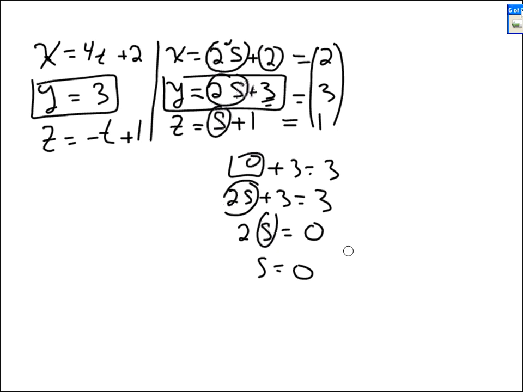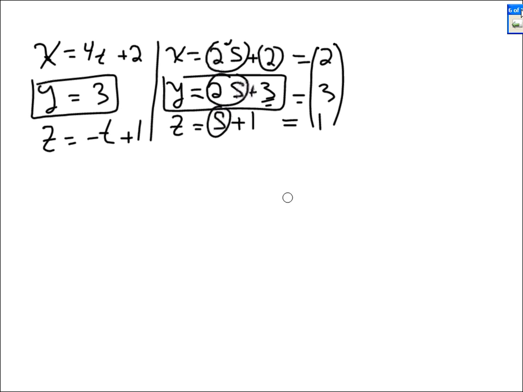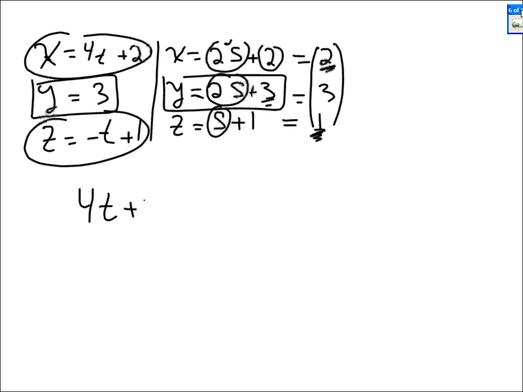Now we have to go over on the left side and see if it contains that point. I mean, I can find the t that makes x 2. I can find the t that makes z 1. But I want the same t to make x 2 and y 3 and z 1. So when will the x value 4t plus 2 equal the x value 2?